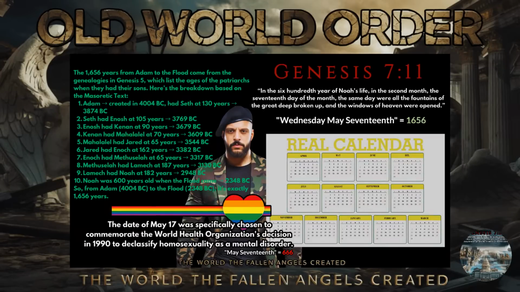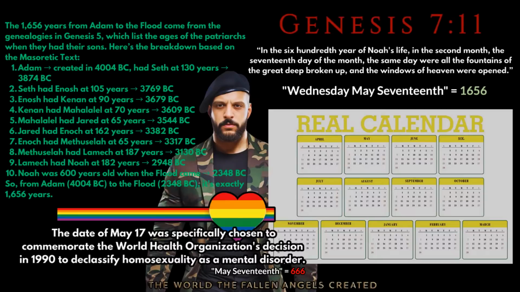So here is everything. We have the Genesis 7:11 verse, which tells us the day, the month, and the date, which is Wednesday, May 17th, and it equals the year of the Great Flood. And we know the year of the Great Flood because in Genesis 5, it gives us the genealogy of Adam all the way to Noah. And from Adam to Noah, or Adam to the flood, it was exactly 1656 years.